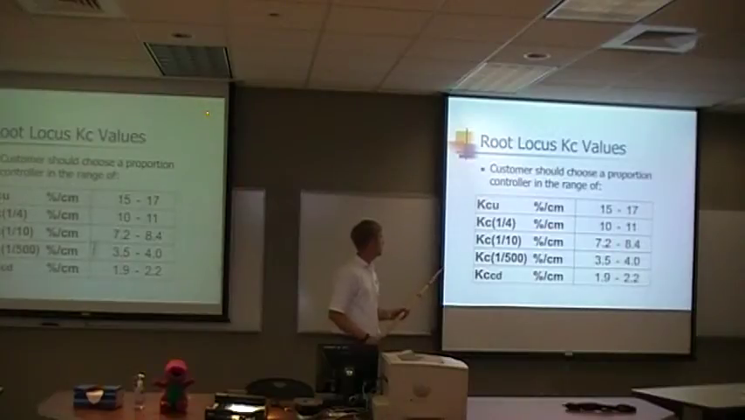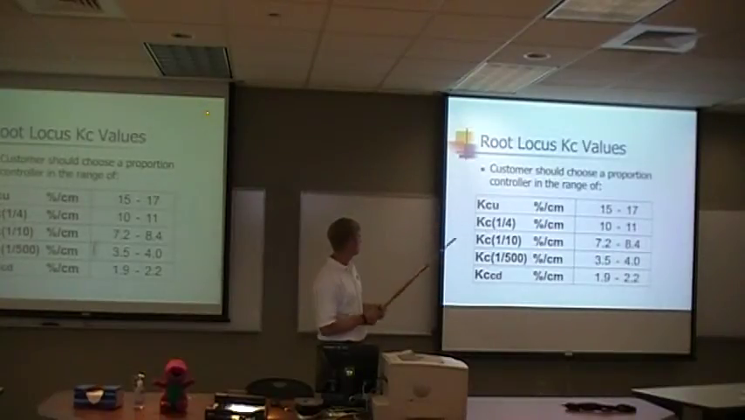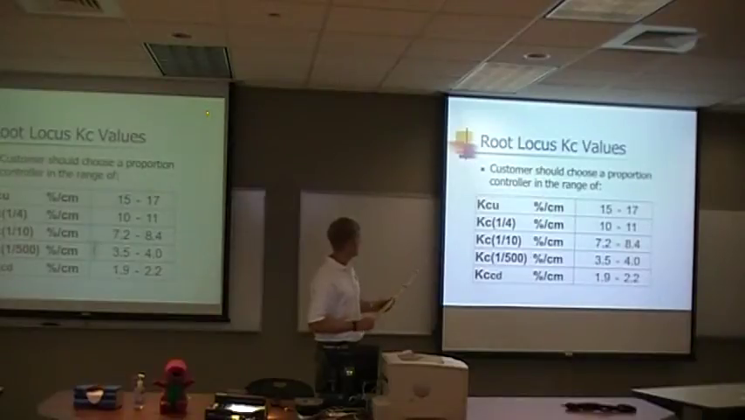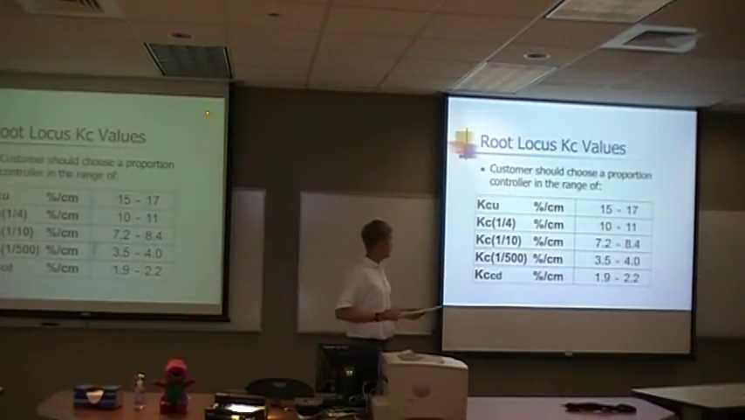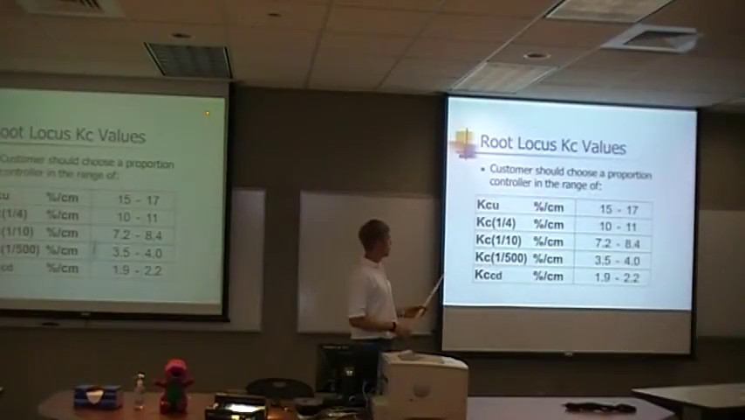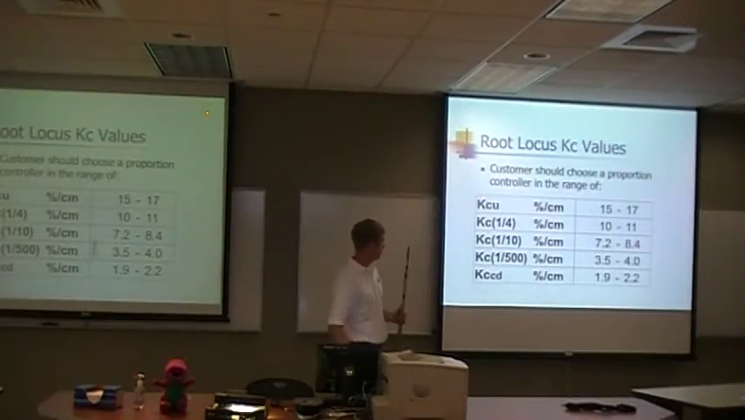Root locus KC values. The customer should choose a controller gain within these ranges: for the ultimate controller gain, 15 to 17% per centimeter. For the quarter decay, 10 to 11% per centimeter. For 1/10, 7.2 to 8.4% per centimeter. For 1/500, 3.5 and 4. And the critical decay is from 1.9 to 2.2% per centimeter.